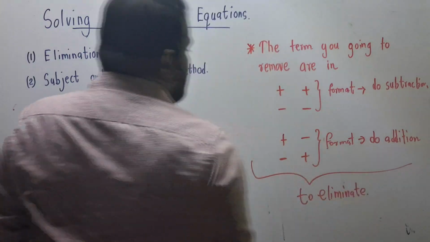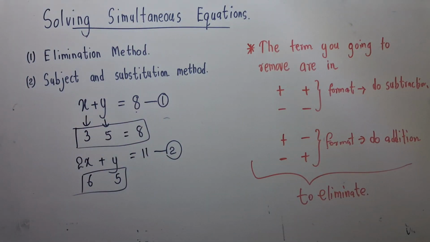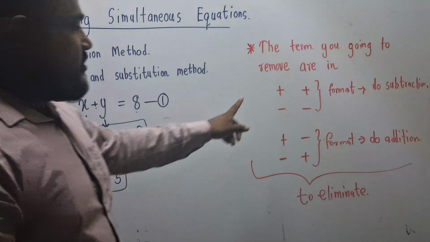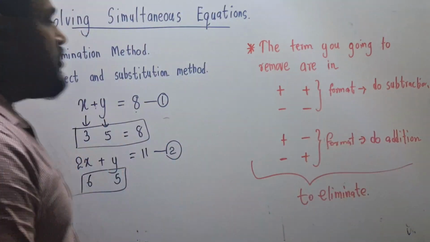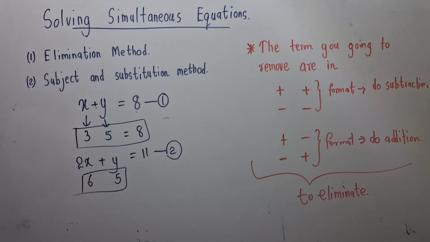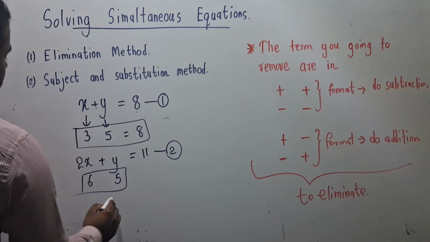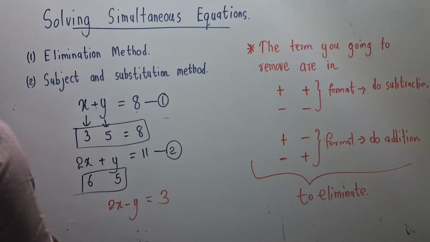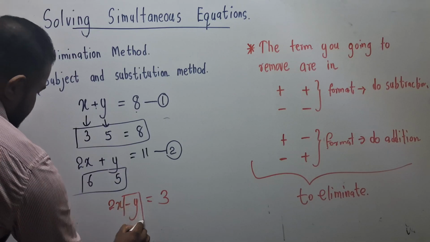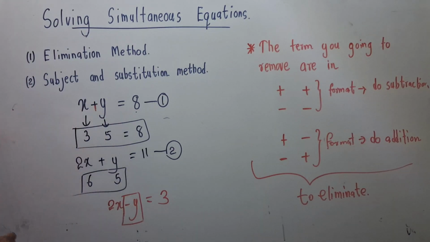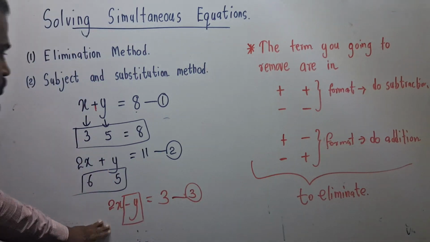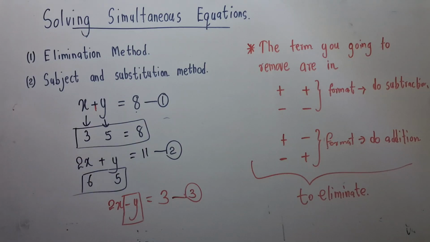I will show you what I told from this example. Can you see this example has plus y and plus y? They are similar. So if they are in plus and plus format, what do you have to do? You have to do the subtraction. Understood? Think I am giving another equation like 2x minus y equals 3. Now this y is in minus format and this y is plus format. Then what do we do for the first and third equations to remove y? We have to do addition.